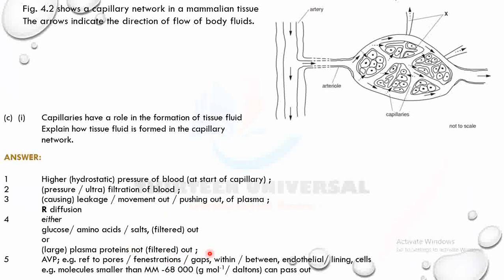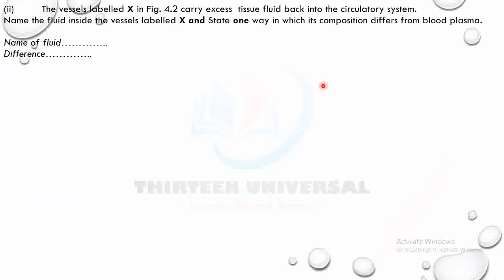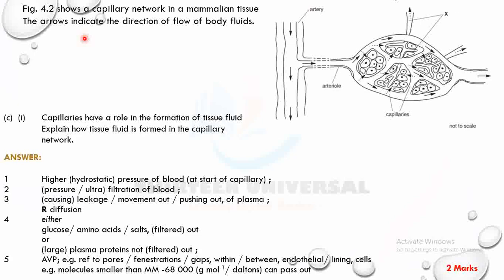All right, they are too big to pass through. Okay. The vessel labeled X, if you carry excess tissue fluid back into the circulatory system, name the fluid inside the vessels labeled X and state one way in which its composition differs from blood. Okay, so if you go back to that, this X is called the lymph.